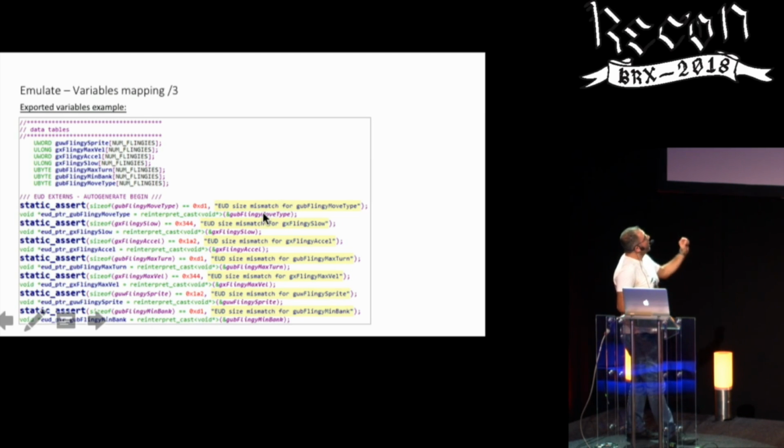Basically, some of those variables are static within the source file, but I need to access them from the emulator. So instead of changing all variables to make them global, I append to the end of the source file real quick the EUD pointer equals and then the address of the variables. And like this, I now have the new address.